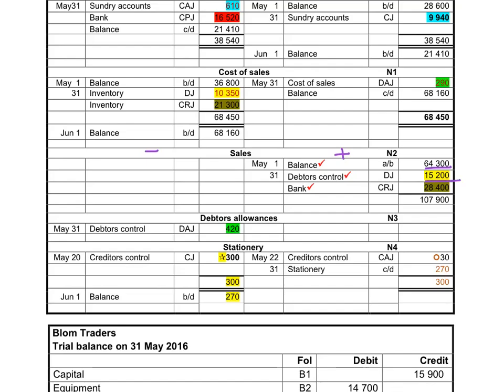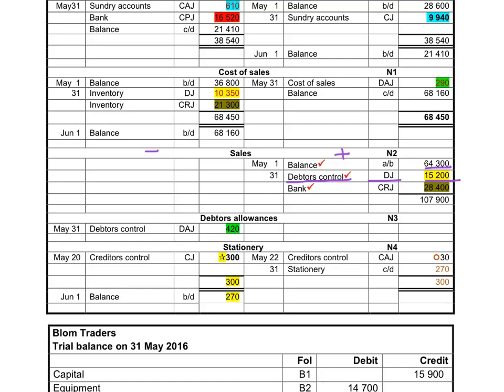The debtors control account was debited, so we will indicate that this amount will appear on the debit side of our debtors control, and we will indicate that this was posted from the debtors journal.